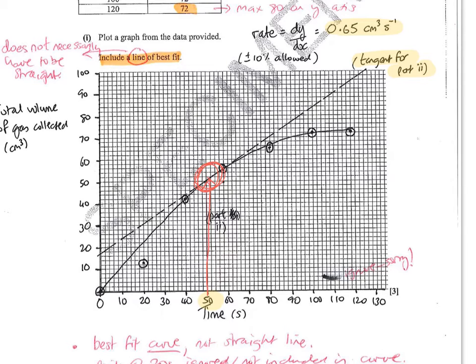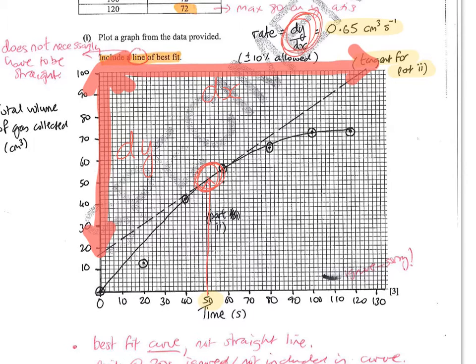Now dy is going to be that, and dx is going to be this. So you divide one by the other, so that's dy. And that's dx. And that's what allows you to do this, to get this here.